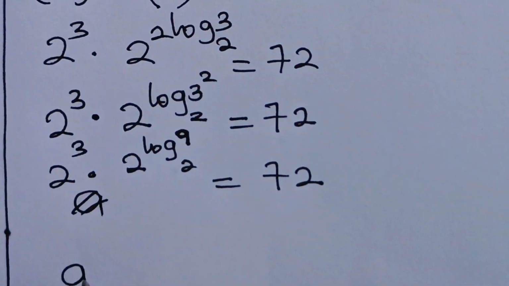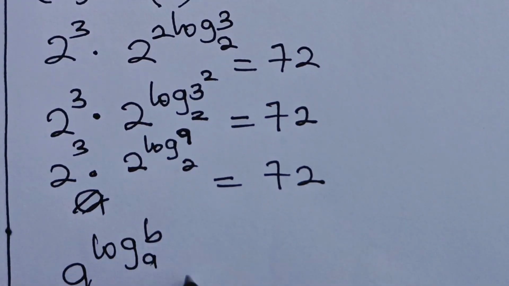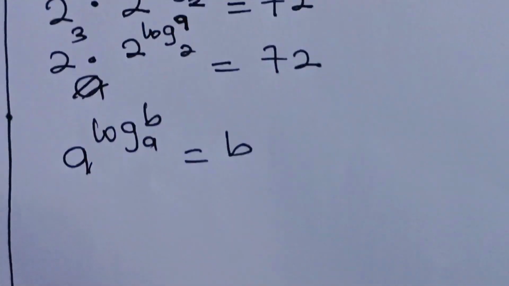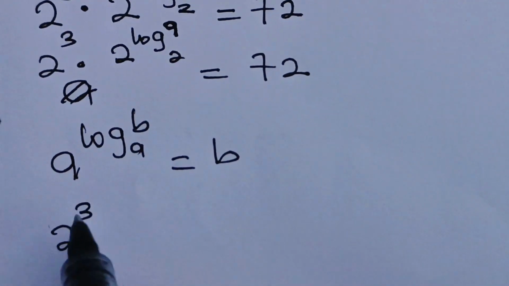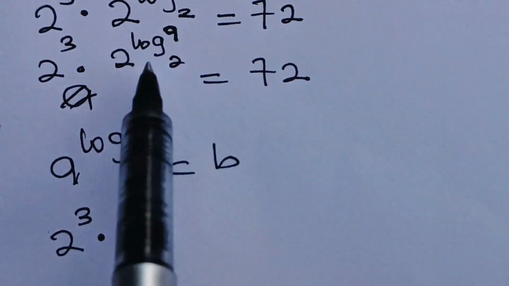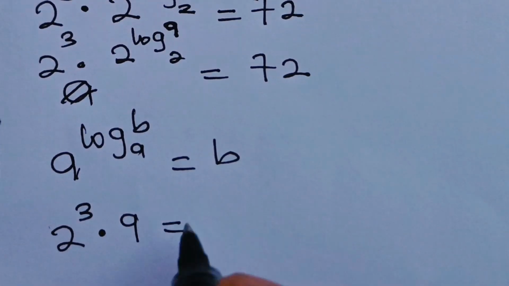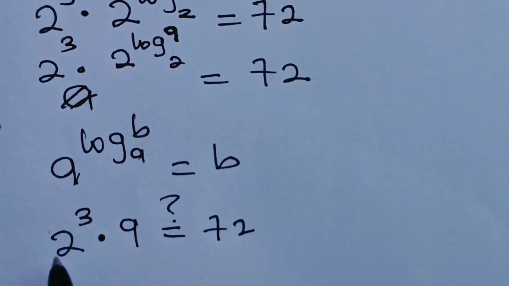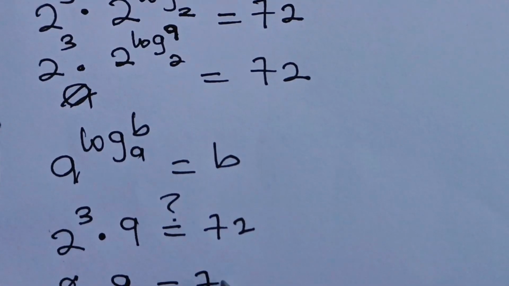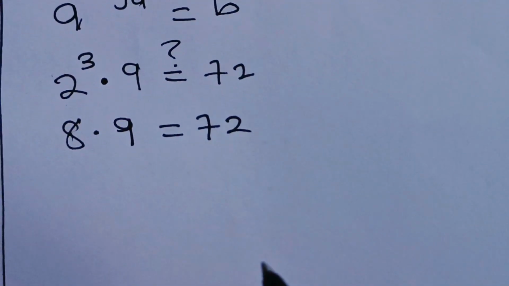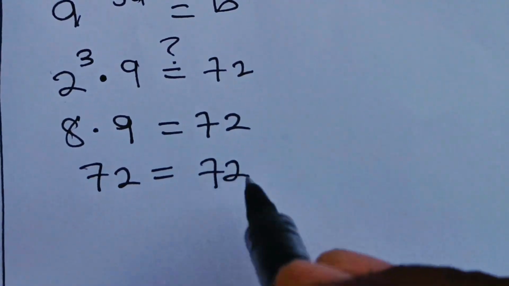Now when you have a to the power of log b base a, this is equal to b. That is a law in logarithm. So we have 2 to the power of 3 multiplied by 9, is equal to 72. Now 2 to the power of 3 is 8, multiplied by 9 is equal to 72, and 8 times 9 is 72. So 72 is equal to 72.